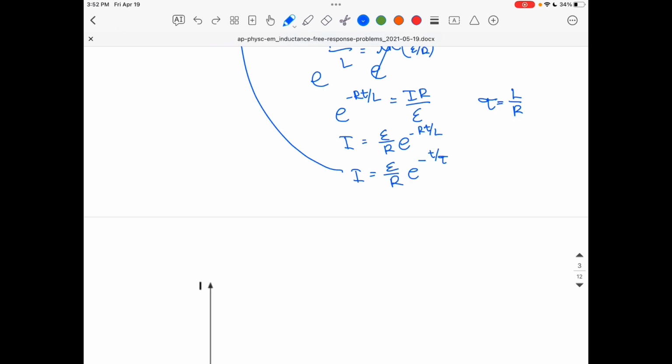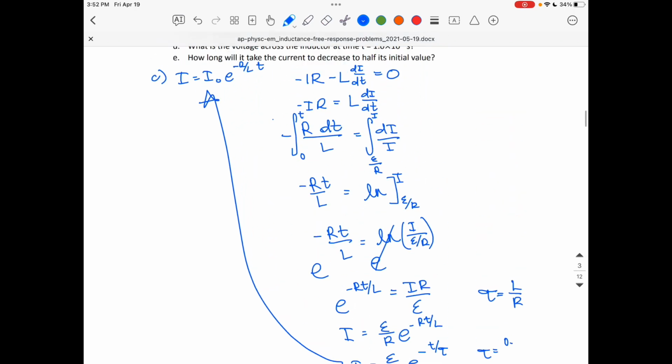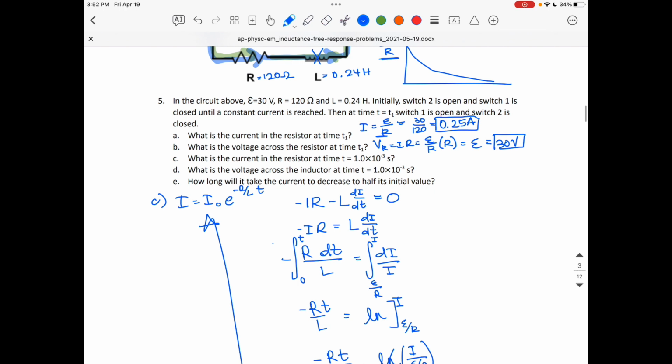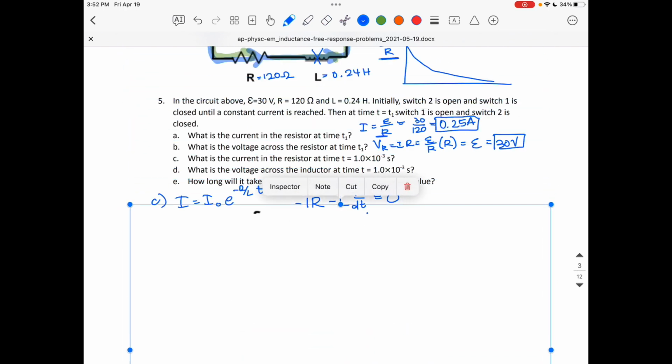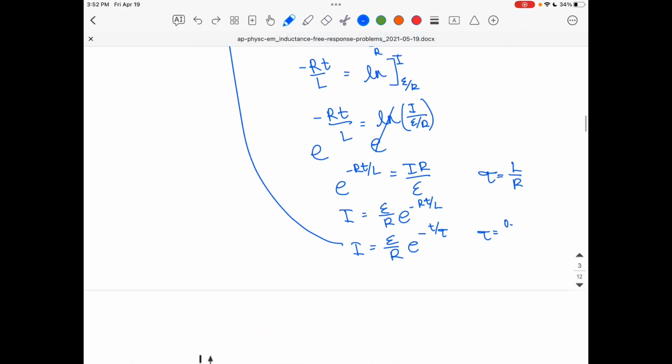What I'm going to do here is solve for tau, which is 0.24 over 120. That gives me 0.002, and then I'm going to plug in all my values.